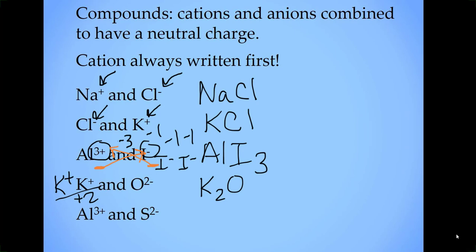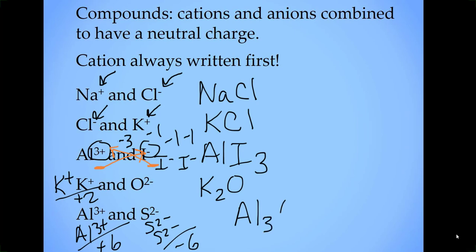Let's do this next one. I have aluminum and I have sulfide. You can see that there's a +3 charge and then a -2 charge. So what number does 2 and 3 go into? And the answer is 6. So I'm going to have two aluminum ions. That would give me a charge of +6. And I will have to have three sulfide ions. That will give me a charge of -6. So you'll write the formula for this compound Al3S. Oh, I did that wrong.